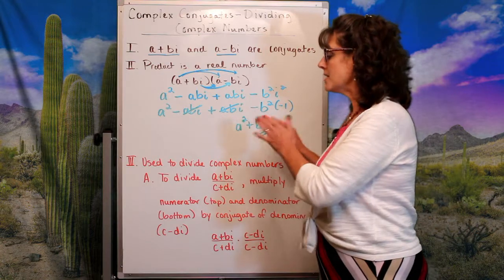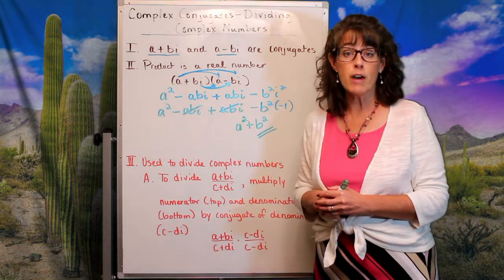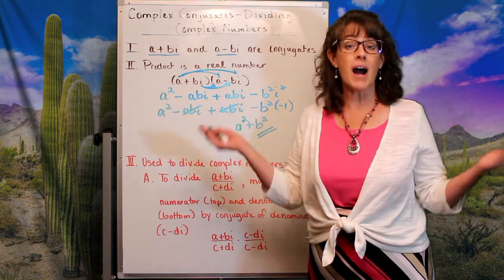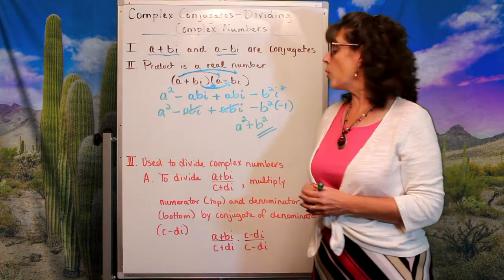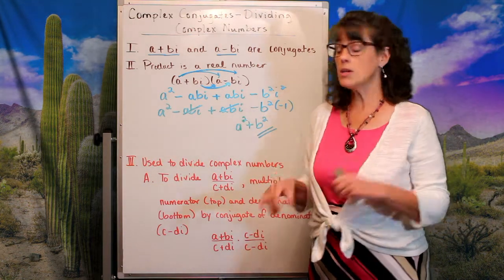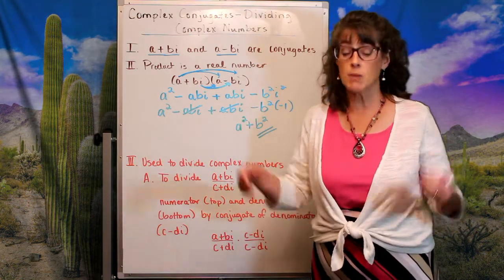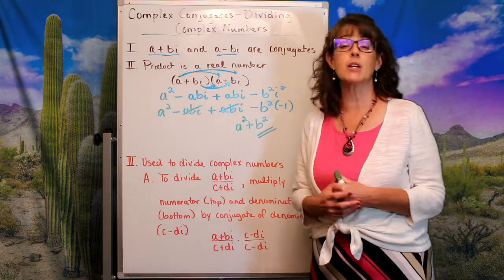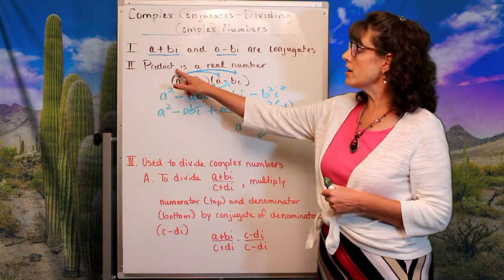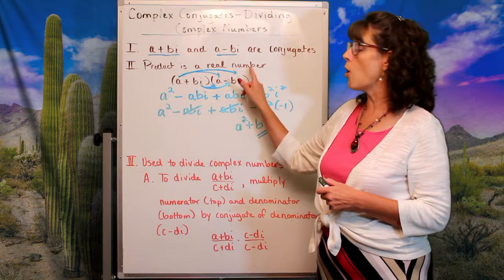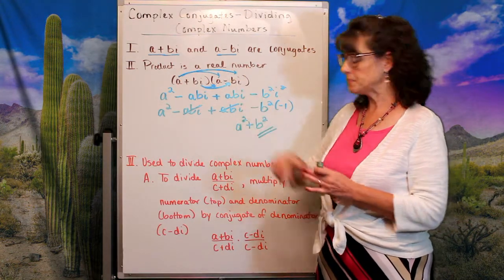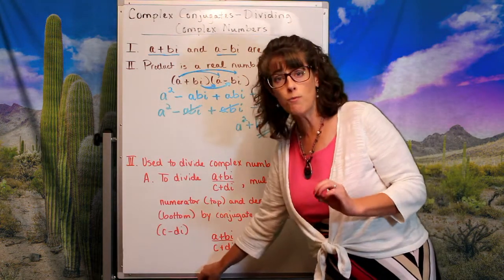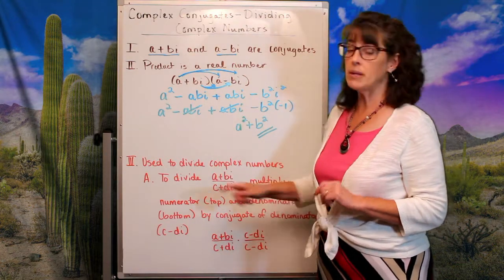But my point is this. What are you left with? There are no i's there. So therefore, whatever a squared is, whatever that number is, whatever b squared is, whatever that number is, I'm going to add those two numbers together and I'm going to get a real number. The product of complex conjugates is always going to be a real number. That is so helpful when you divide complex numbers.